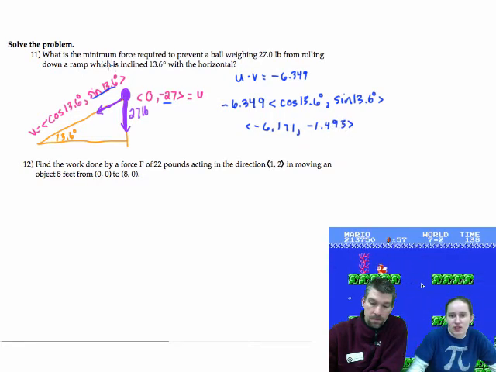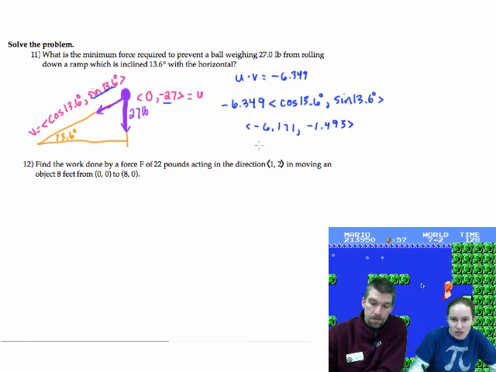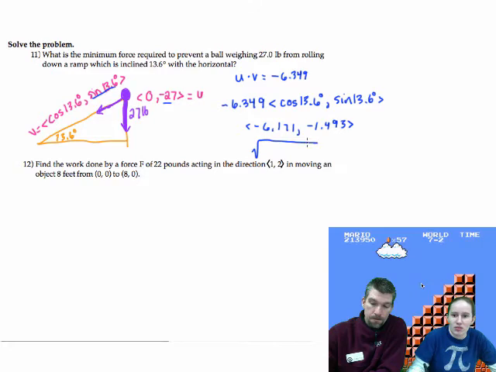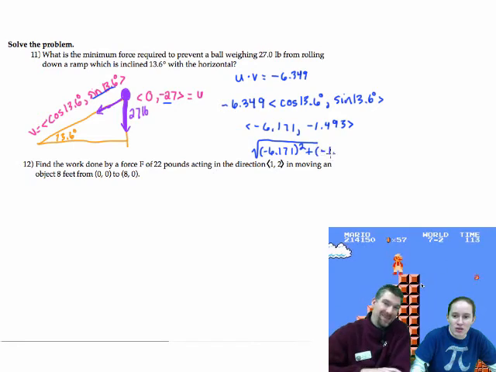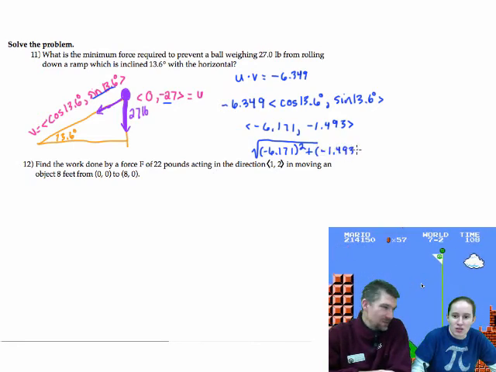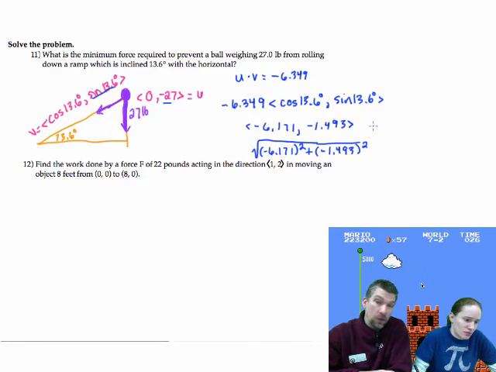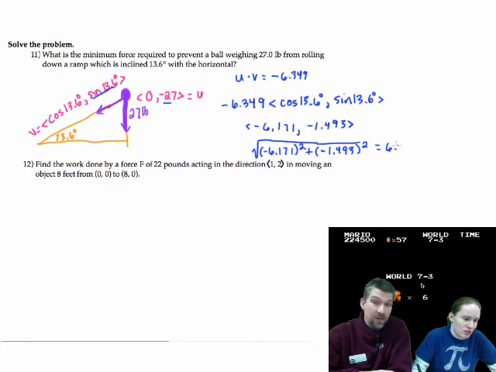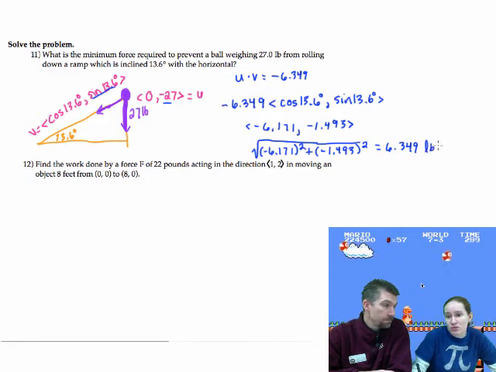This is the vector that is pointing down the hill. And then the magnitude of that, you would do the Pythagorean Theorem. Look at that decimal you're squaring. 6.171 squared. By the way, make sure that you put the numbers that are negative inside of parentheses, because you'll get an imaginary number if you don't.